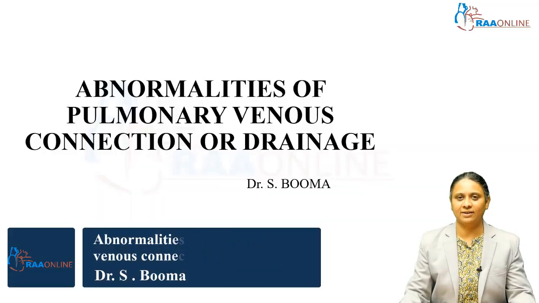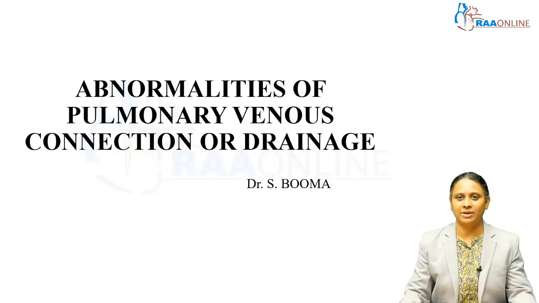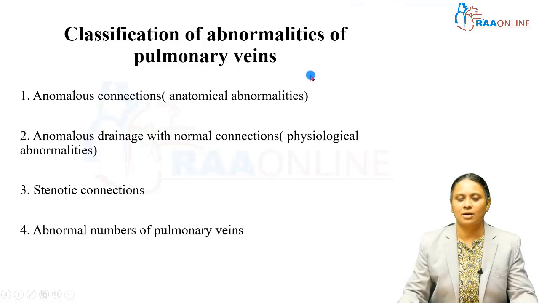Today we'll see last topics of the congenital heart disease, abnormalities of pulmonary venous connection or drainage. So two different terminologies. One referred to anatomical abnormality, the other one is a physiological abnormality. We'll see in detail. So how to classify the pulmonary venous anomalies?